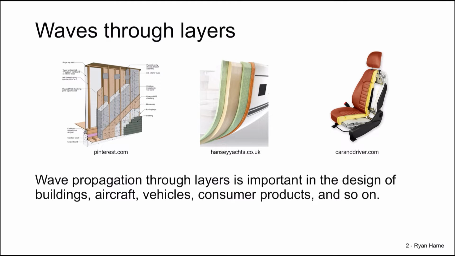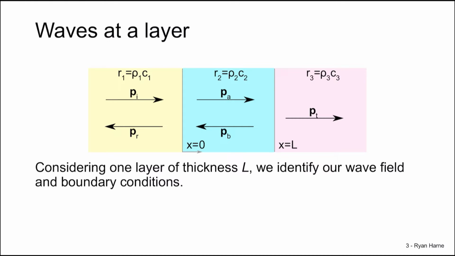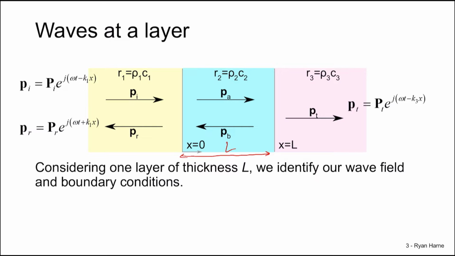Every time a wave arrives at an interface, a portion of it is reflected and transmitted. In order to determine the relative contributions of reflected and transmitted waves, we need to develop a simple theoretical model. Here, we introduce an interface layer with thickness L. It starts at the plane x is 0 and goes to the plane x is equal to L. Our incident and reflected pressures are exactly as they were before, but our transmitted acoustic pressure has wave number K3, since it has a specific acoustic impedance R3.